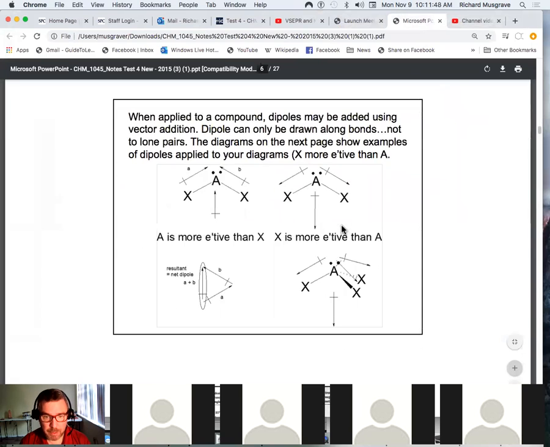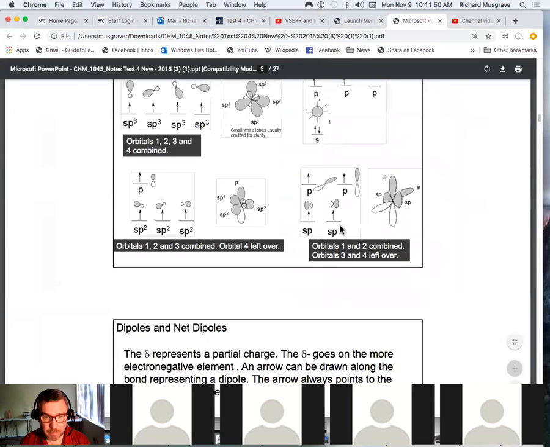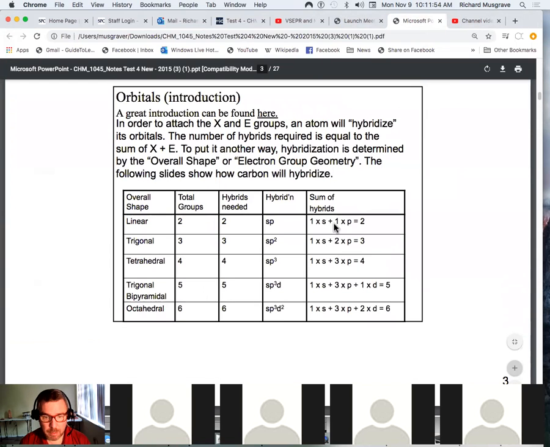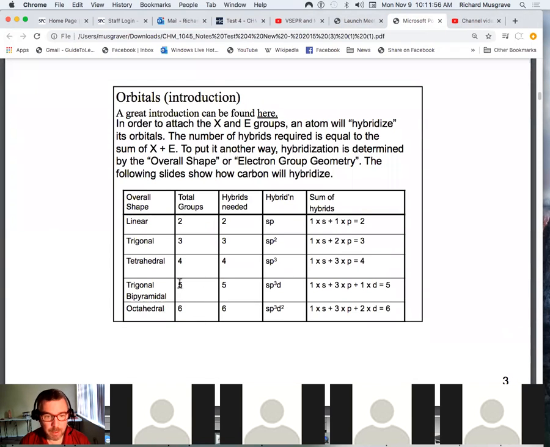Just a brief reminder here about where I'm getting that from. So here, the total groups. You see, hybridization is always based on the total groups, the overall shape. So octahedral is six groups, meaning we need six hybrids. So the hybridization will be made up of 1 s, 3 ps, and 2 ds. We only have 3 ps to work with, so we have to grab 2 ds to make this hybrid work. Does anybody have any questions?